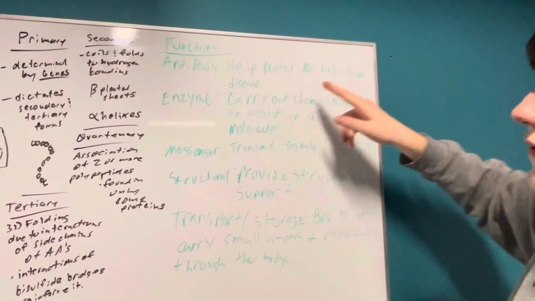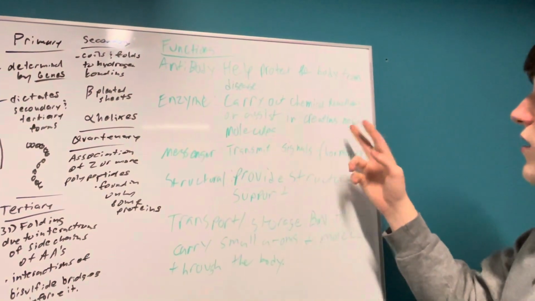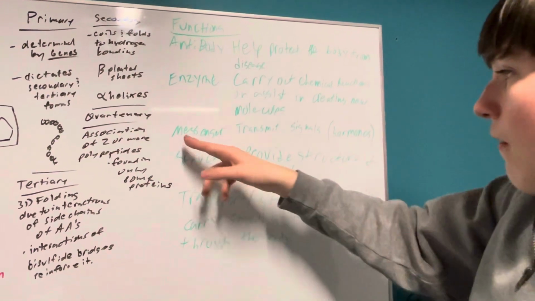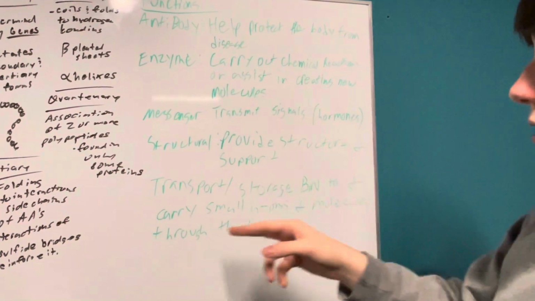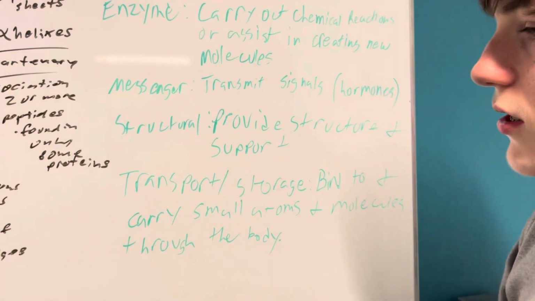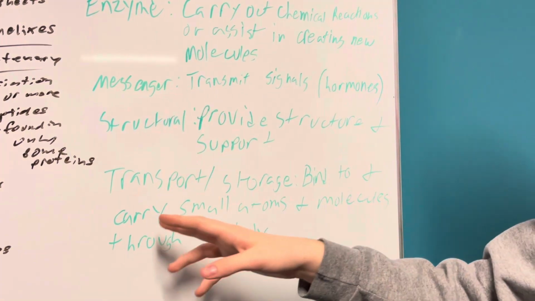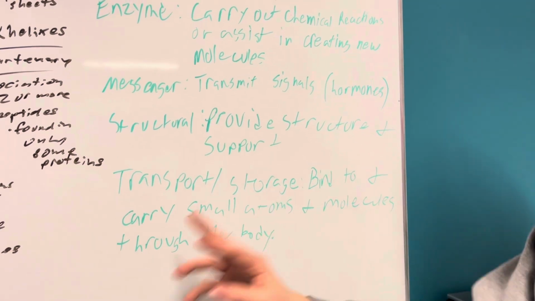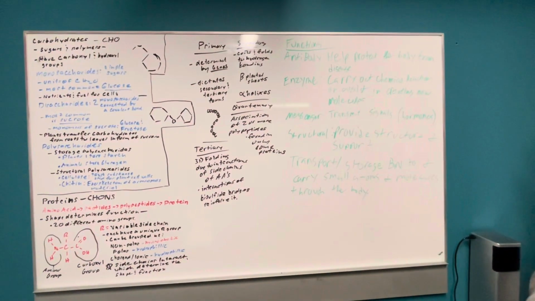Antibodies help protect the body from foreign elements and disease. Enzymes carry out chemical reactions or assist in creating new molecules, catalyzing the substrates, as we talked about in the other video. A messenger transmits signals, like hormones. We also talk about them. Structural proteins provide structural support, such as we saw over there. And then there's transport and storage, which bind to carry small atoms and molecules through the body. And that concludes the first 2 macromolecules.